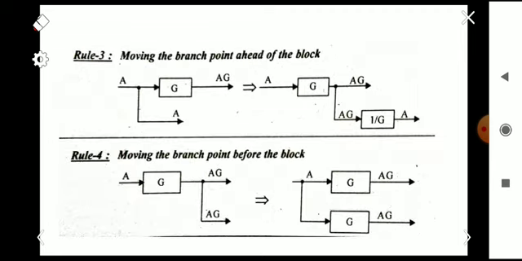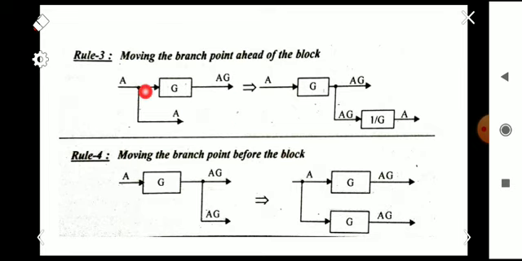So the next rule is moving the branch point ahead of the block. This is the branch point, and this is the block. So we are going to move this branch point ahead of this block, that is, after this block. We know that if you are doing any changes, the output should not be changed. The signal's value should not be changed. That is, we should get two outputs here: one line is AG and one line is A.